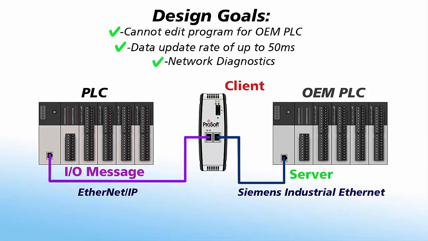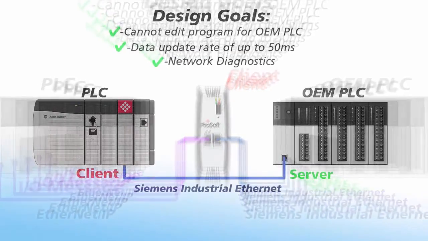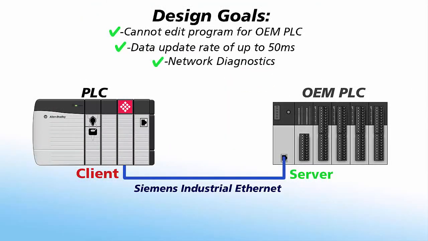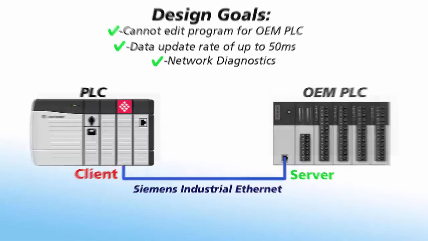troubleshoot problems. Instead of using our gateway, our in-chassis communication module could also be used to solve this application. Our in-chassis modules use I/O messaging across the backplane to the PLC. The module's communication port would be set up as a client to talk to the OEM PLC, and this would meet all the design goals for the application and give you a more integrated solution.